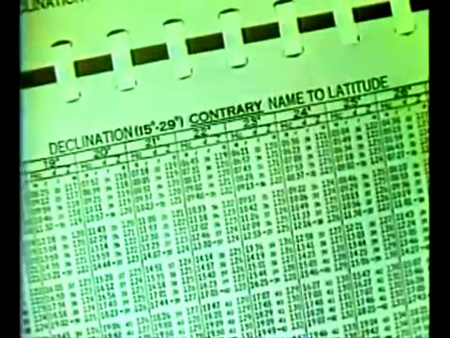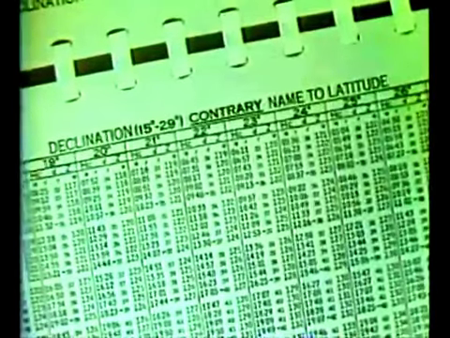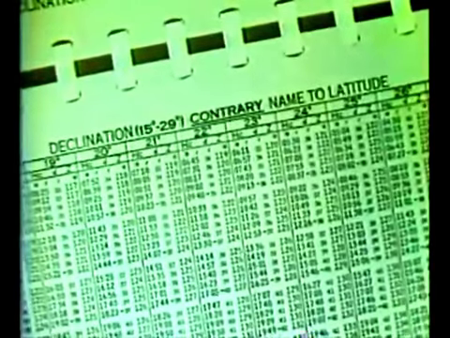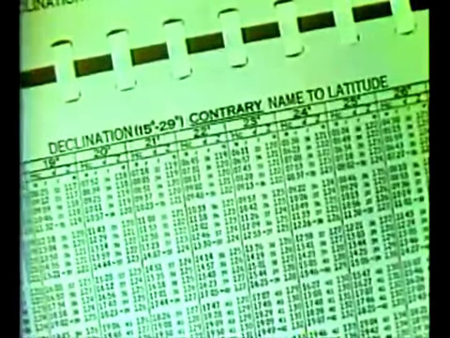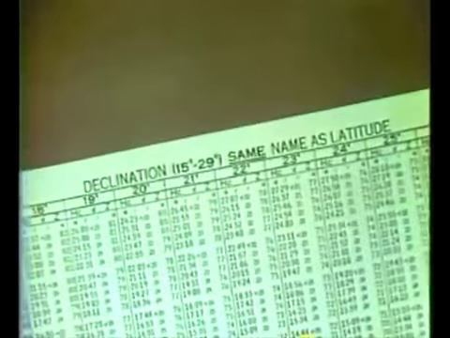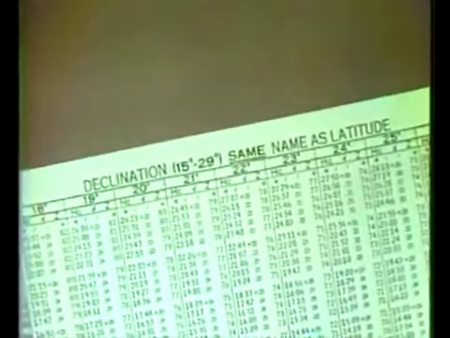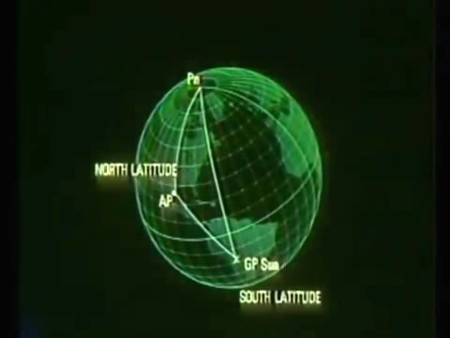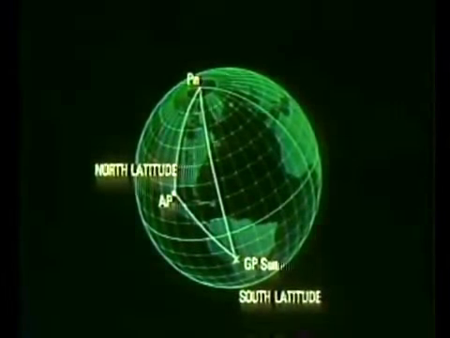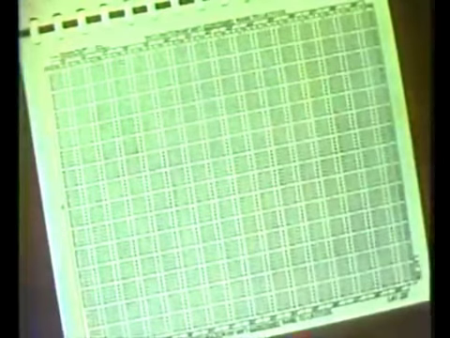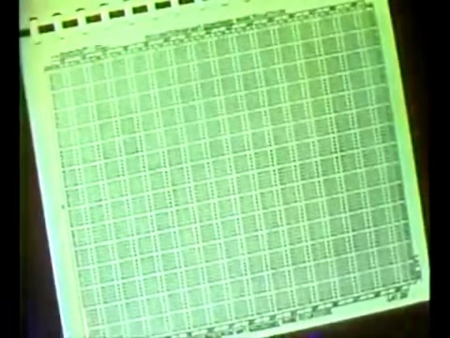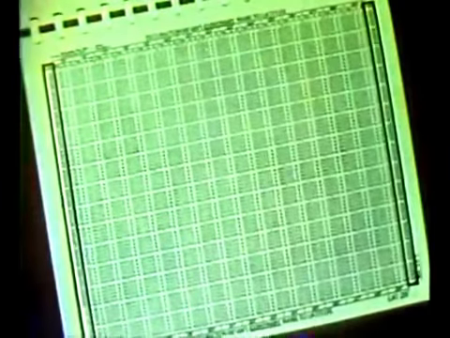There you have your choice of two tables. One headed Declination Contrary Name to Latitude, and the other headed Declination Same Name as Latitude. Since your AP latitude is north and the Sun's declination is south, you use the Contrary Name to Latitude table. Note there are two LHA columns, the one on the left for smaller angles, the one on the right for larger angles. Use the right-hand column to find 327 degrees.